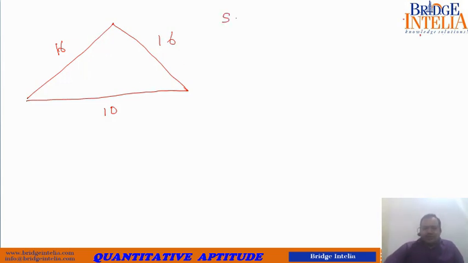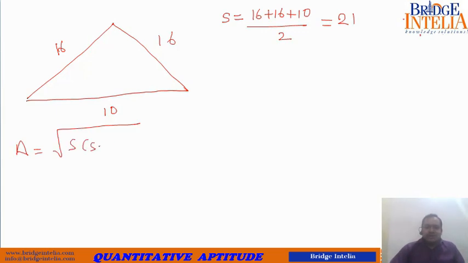So Heron's formula, semi-perimeter: 16 plus 16 plus 10 upon 2. So this comes out to be 21. As per Heron's formula, area is equal to the square root of S into S minus A into S minus B into S minus C. See, Heron's formula does not mean that it can be used only when all three sides are different. It can be used for any given triangle. A, B and C need not necessarily be different. That's why you can see I am using Heron's formula in the case of an isosceles triangle as well.